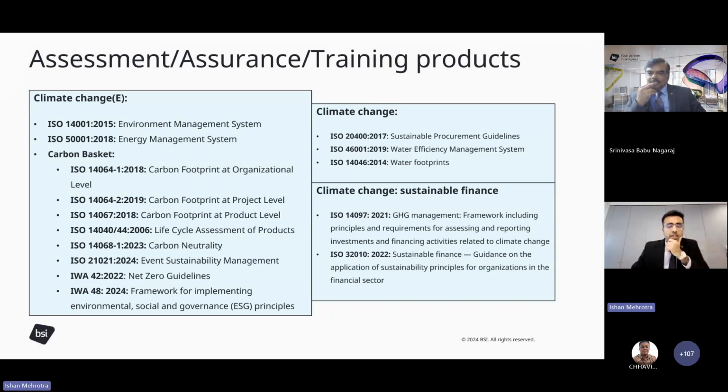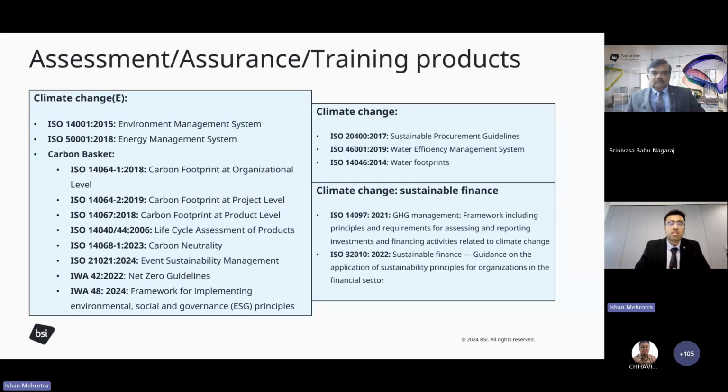This was the standard where BSI also worked very aggressively and as a body who chaired the development of this standard. So yes, there is a standard of carbon neutrality already, which supports that organizations who are doing calculation using 14064 Part 1, they can, with some additional elements involved related to neutrality, they can also go for the certification.